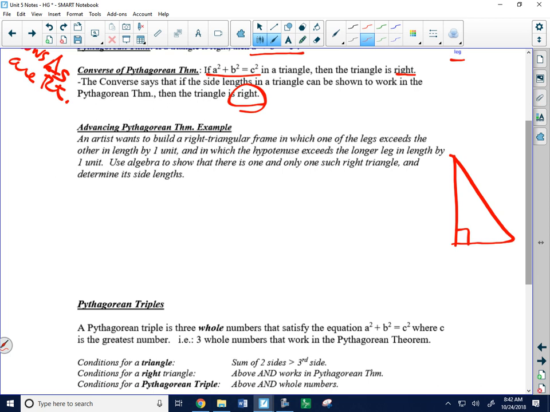So the shortest side we don't know to start, and then we know the longer one and the hypotenuse. Let's call it x, because I don't know what it is. So if that's x, one of the legs, the longer leg, exceeds that one in length by 1. So the longer leg is greater by 1. So I should call it x plus 1. Yet again, the hypotenuse goes up by 1 as well. The hypotenuse exceeds the longer leg in length by 1. So it's x plus 1 plus 1, which is x plus 2.